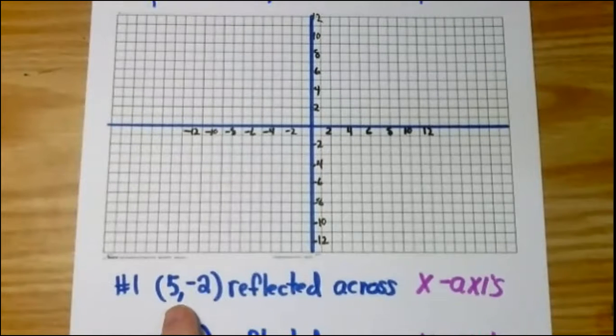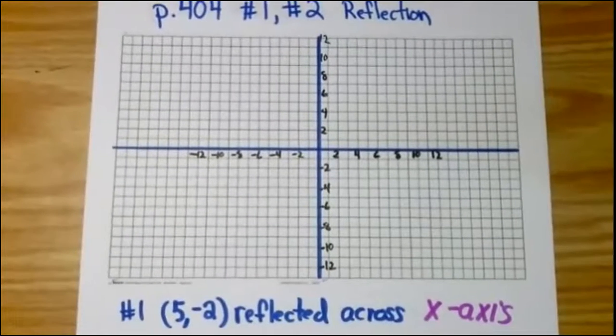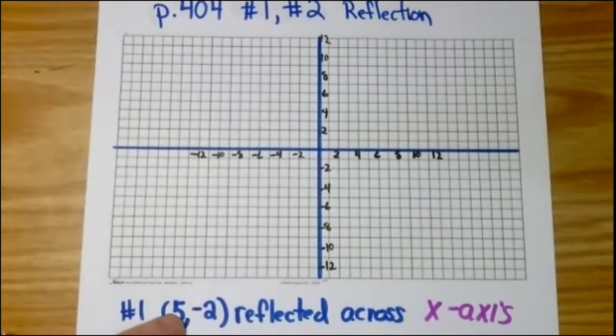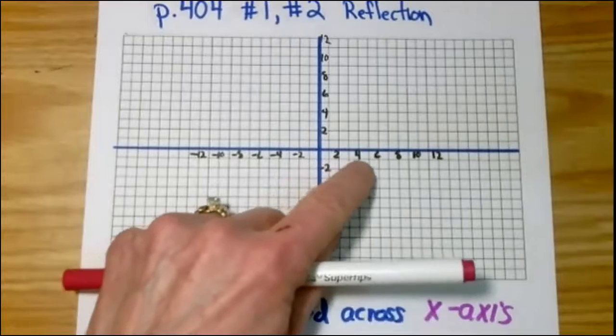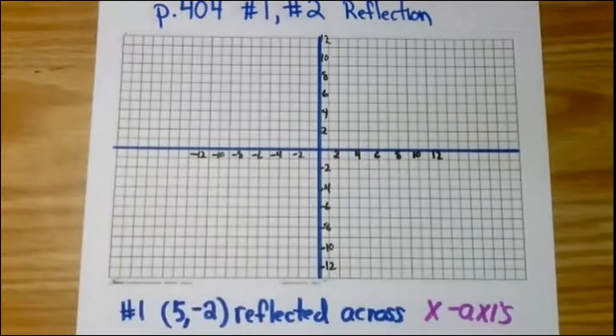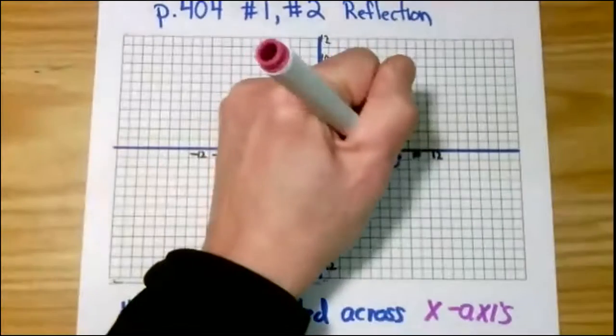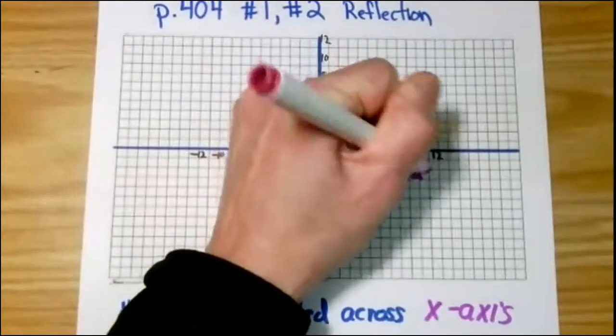You want to take the point 5, -2, and reflect it across the x-axis. So let's plot 5, -2. Let's go back up here. So where would 5, -2 be? 5 is the x value. -2 is going to be down below. Where do the 2 cross? They cross right here. So that's 5, -2.